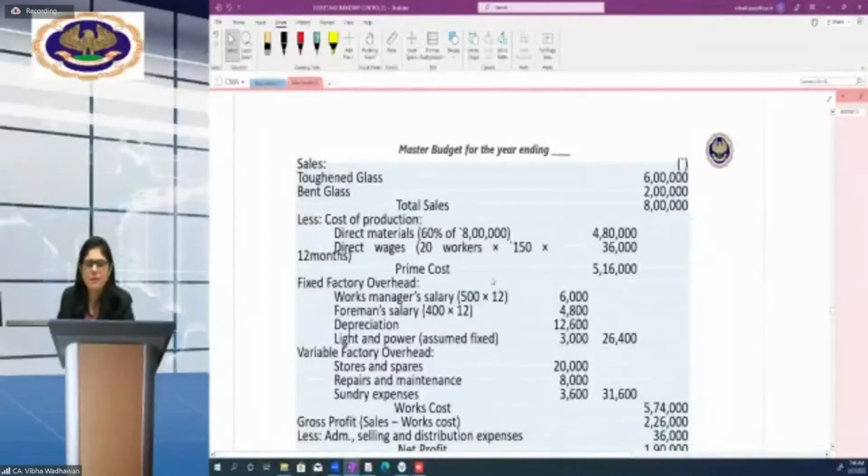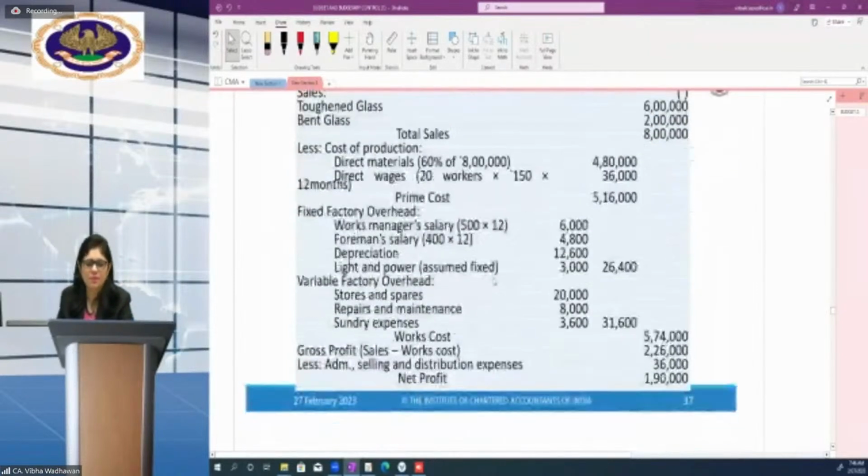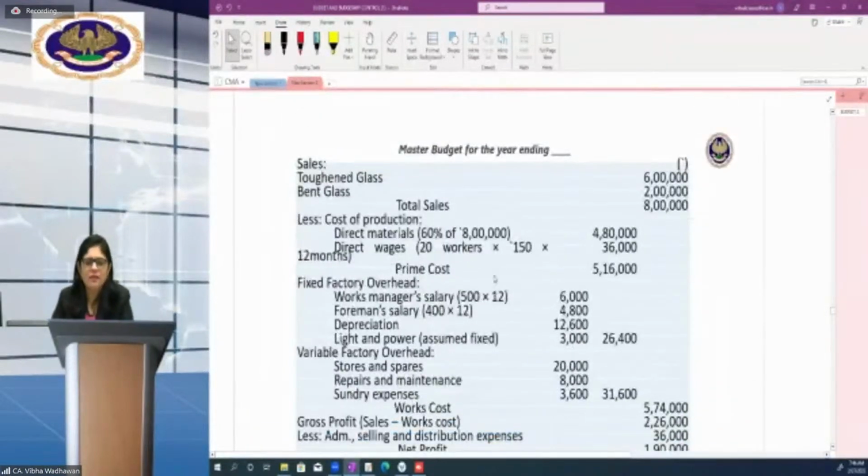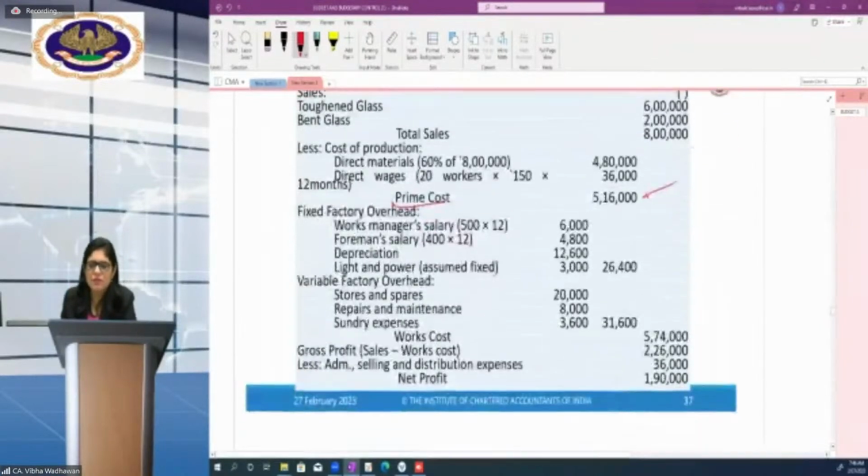So master budget for the year ending, the way we make the income statement for the year ending. Similarly, we are making the master budget. So we have started with the sales, right? And then we deduct the cost of production, direct material, direct labor. We get the prime cost here. And then the fixed factory overheads, assumed fixed. See, it's also written assumed fixed. You can assume it as variable also. You can make the assumption on your own, but you have to write an assumption.